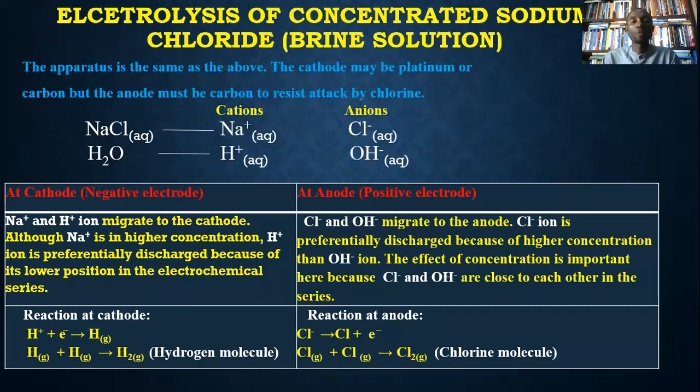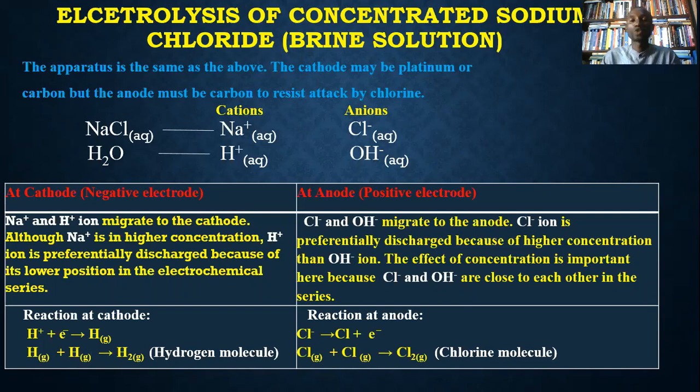Now, the ions present, of course, are sodium ion and chloride ion. Then the water, when it is ionized, gives hydrogen ion and OH minus, all in aqueous solution. Now the reactions that will be taking place at the cathode and at the anode. In the cathode, which is the negative electrode, sodium ion and hydrogen ion will migrate to the cathode.